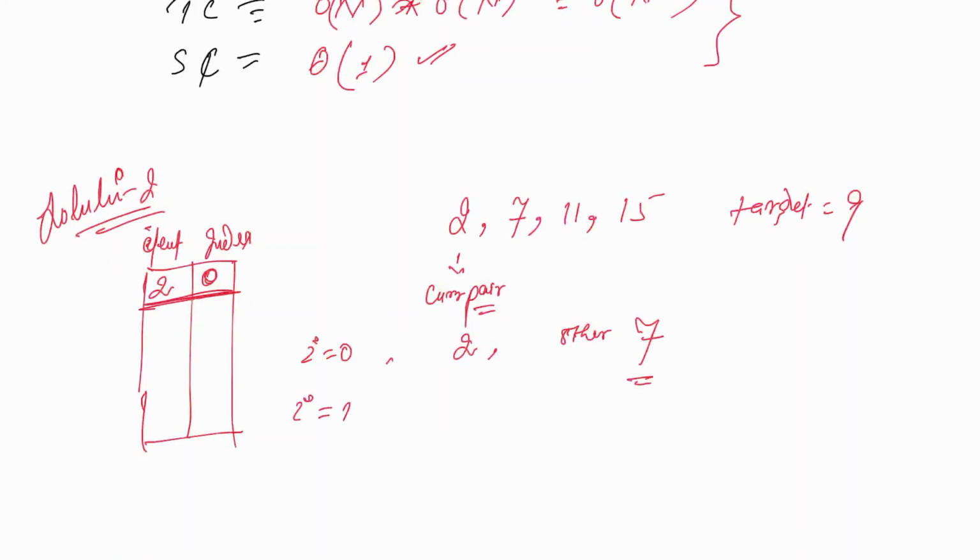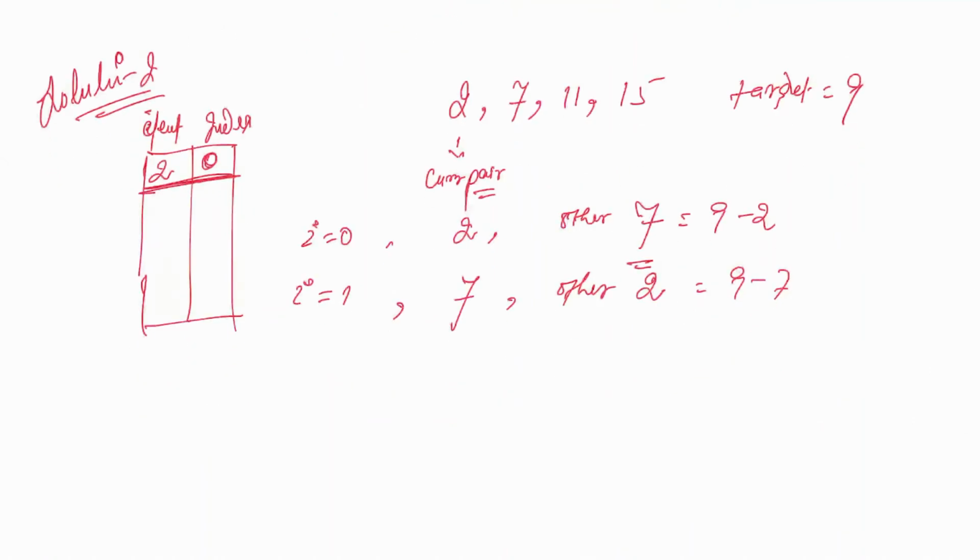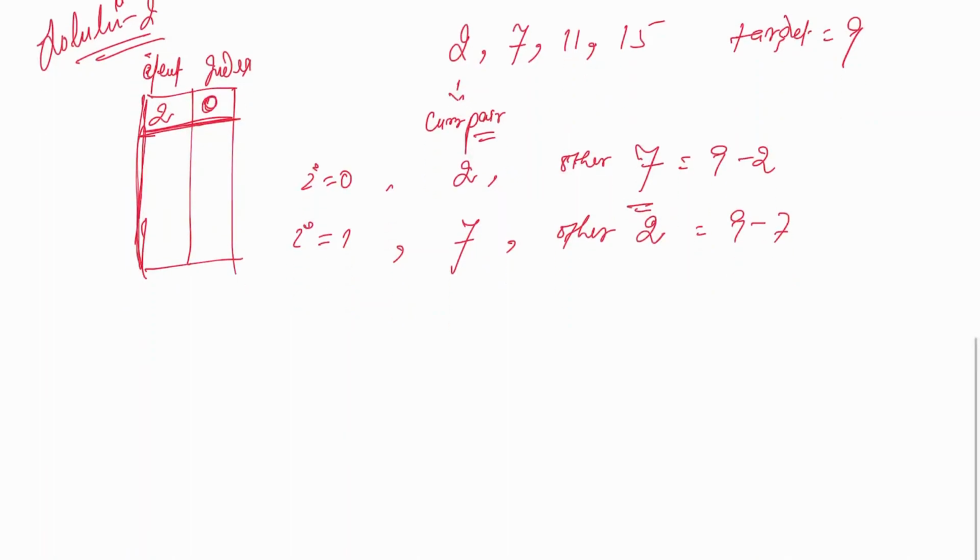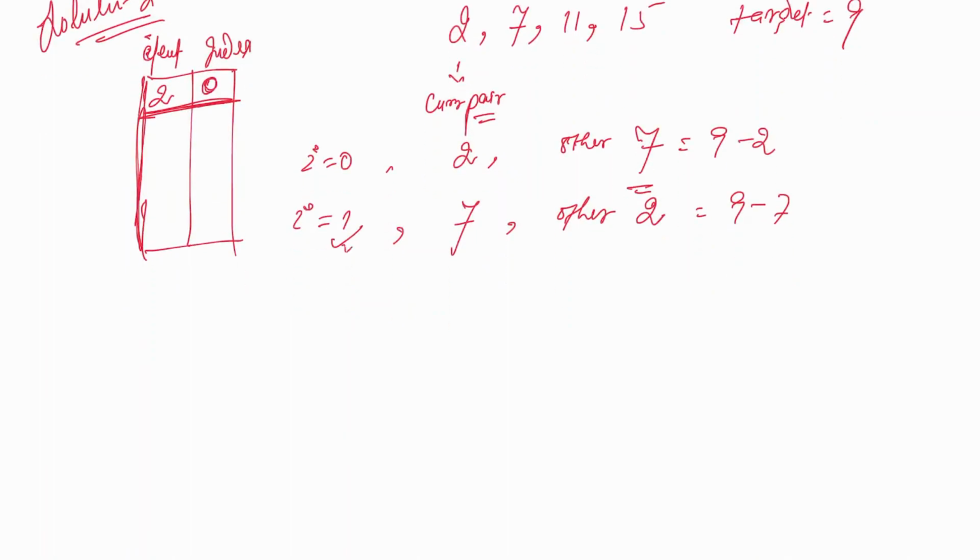When i becomes 1, the current number is 7 and the other number is going to be 2, which is nothing but 9 minus 7. As 2 is already present in this hash set, that means we got our output. So very simple, we can return i equal to 1 and get the previous element's index from the hash map.